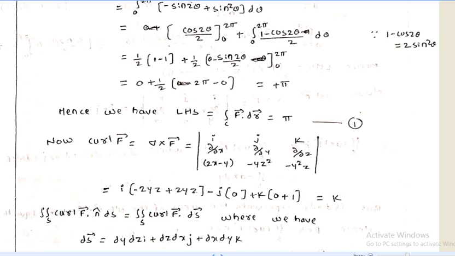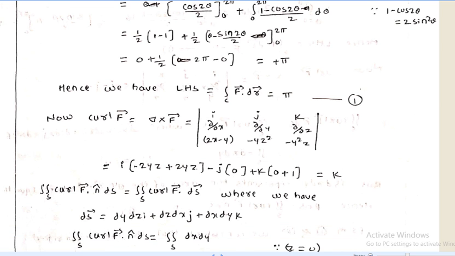Then ∂/∂x of minus y²z, so its differentiation is 0. And ∂/∂z of 2x minus y is also 0. And the last one is k into the bracket. So ∂/∂x of minus yz² is 0, and ∂/∂y of 2x minus y: minus y gives minus 1, and minus into minus is plus here. So here we get the curl F equal to k.